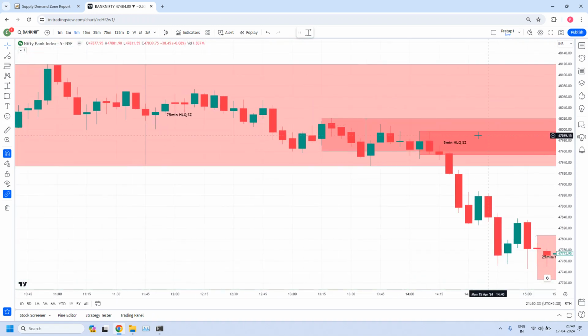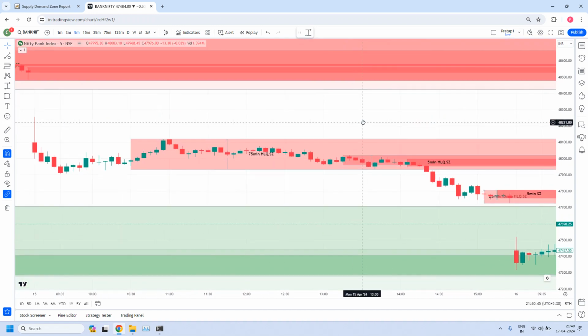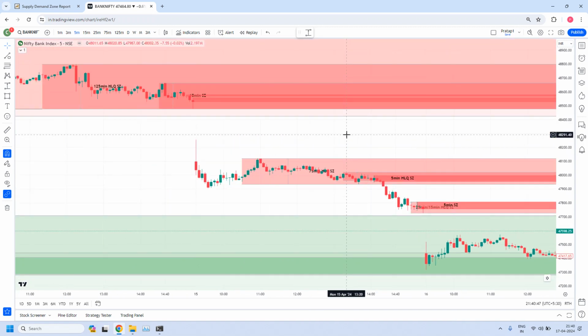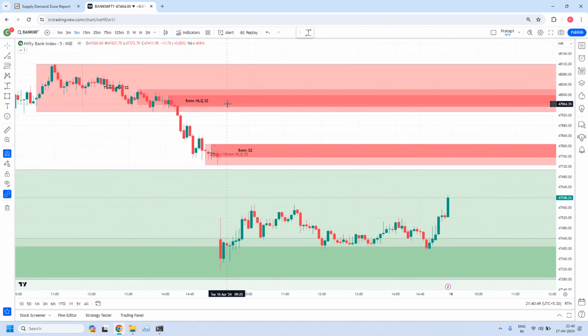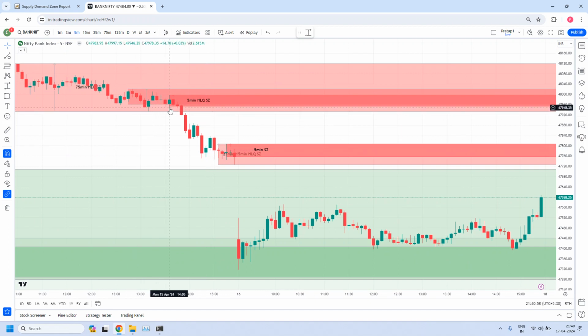If that is the case, we got a fine-tuned zone here. We have a 5-minute high liquidity supply zone. This is inside a 15-minute zone, which is inside a daily 75-minute high liquidity supply zone. Good. But I still have concerns about the price action that happened before this. But on the other side, this is a high liquidity zone.